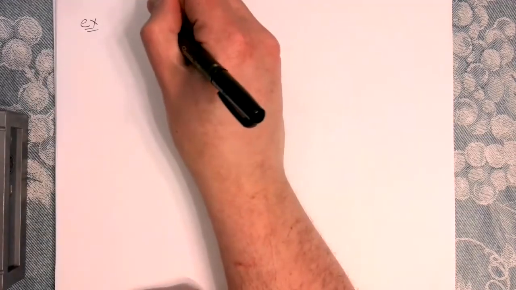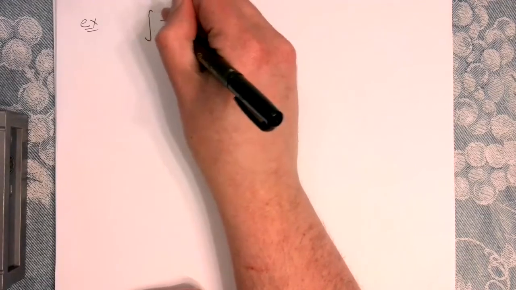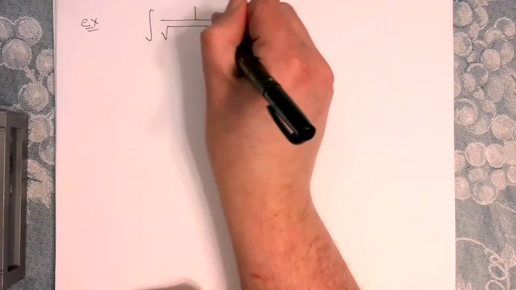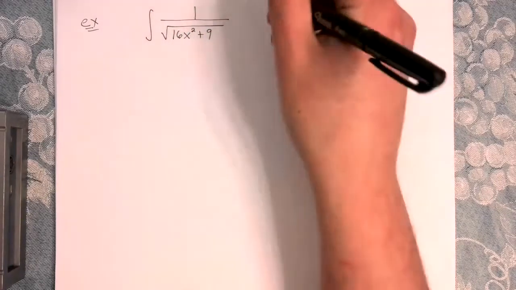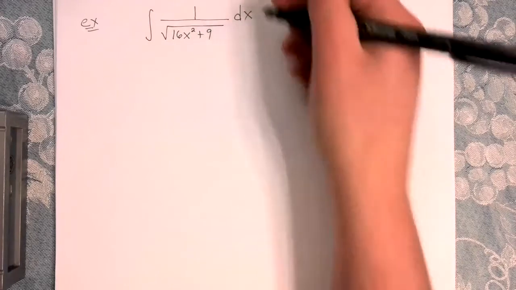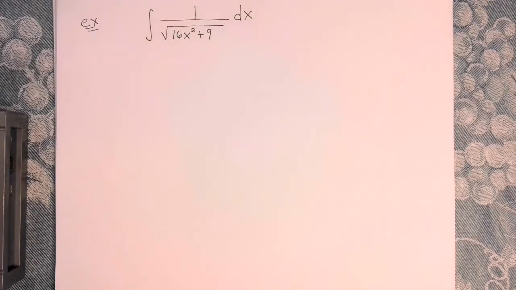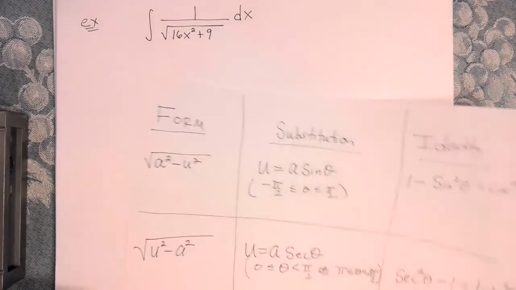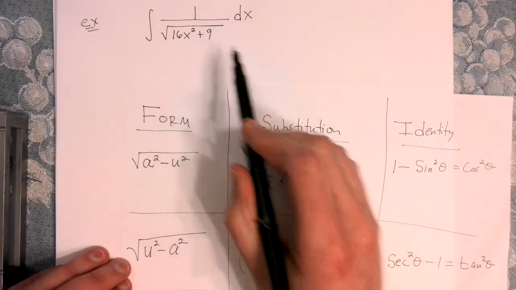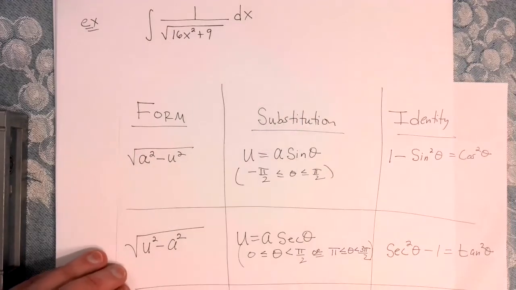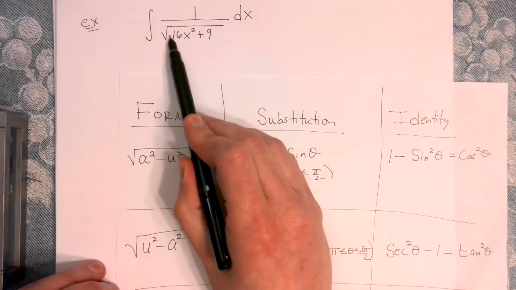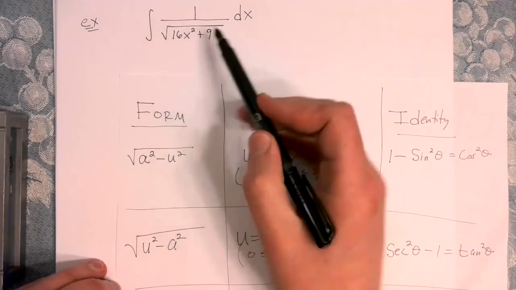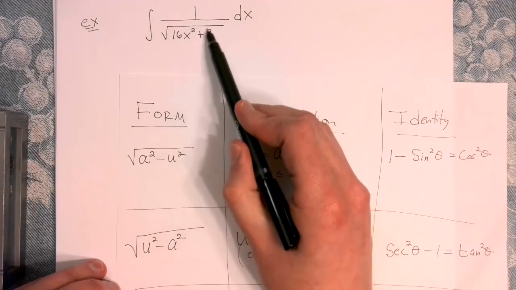All right, so let's say we want to compute the integral of 1 over the square root of 16x squared plus 9 dx. So we have to look and see which of the forms that's in. So this looks like it's in a tangent form, right? Because, well, all of this, including the 16, so this would be u squared, so u would be 4x. And this would be a squared, so a would be 3.